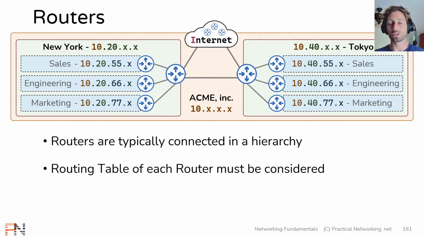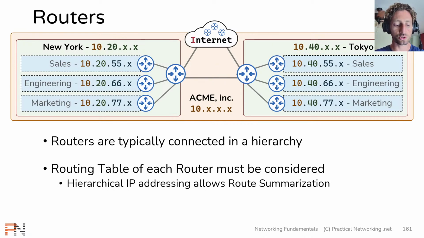Well, one thing you can do to simplify routing tables is to do what's called route summarization. I can tell this router right here that to get to anything that starts with 10.40, just go this way. I don't have to actually tell this router about each individual network behind the 10.40. I can just say, go this way. That's going to improve the efficiency of the routing table and reduce the complexity.